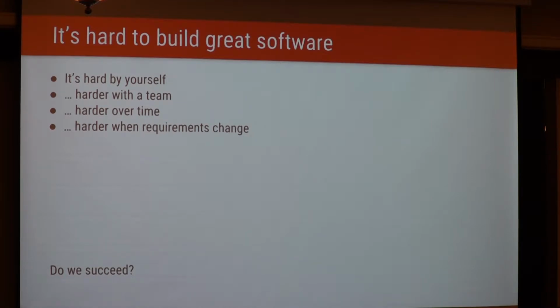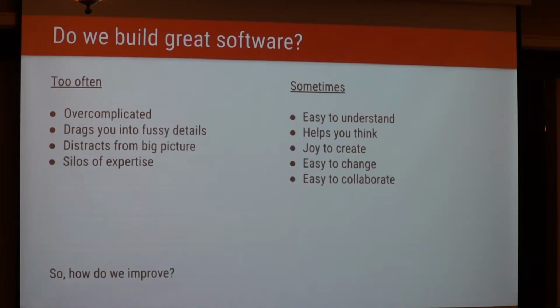So we really want to build great software, but it's hard enough just to do it by yourself. It's even harder when you have to do it in a team, and it's harder still when you elongate that over time and you have to deal with the mistakes you made yesterday. So how often do we succeed at doing those things? I would say that far too often we end up with software that's overcomplicated. When you have to work with it, you get dragged down into the fussy details of the program. It's hard to think about the big picture, whether the big picture is the architecture or the features that you need to build. And you end up with some people on your team becoming experts in parts of the program while you're an expert in a different part of the program.